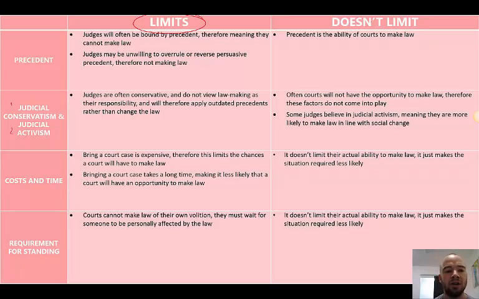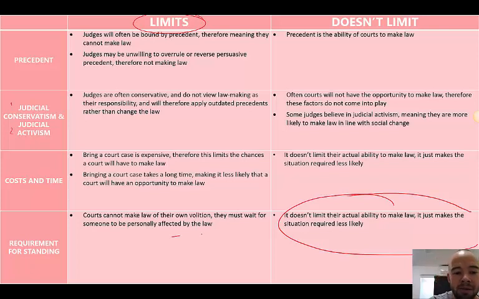So again, just a couple of brief dot points. Requirement for standing doesn't limit the court's ability to make law. It just makes the situation less likely. But the courts can't make law by themselves, so they are limited by the requirement of standing. Precedent is their ability to make law. However, judges may be unwilling to overrule or reverse a precedent, which is in line with judicial conservatism. So on and so forth. Cost and time, again, doesn't actually limit their ability, just makes the situation less likely. So have a look at these, be prepared to be able to construct an answer that looks at both sides, and a question as simple as discuss the ability of courts to make law.